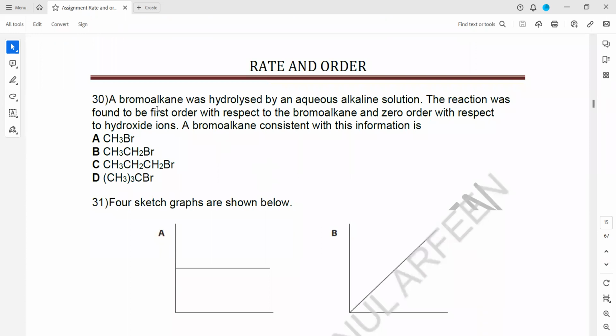In question 30, a bromoalkane was hydrolysed by an aqueous alkaline solution. The reaction was first order with respect to bromoalkane and zero order with respect to hydroxide. Look, this is related to the topic SN1 and SN2.